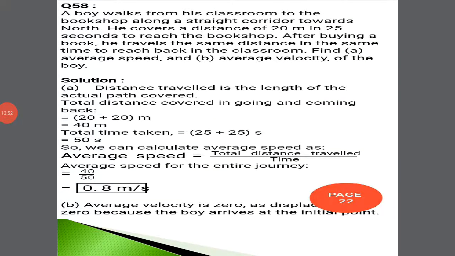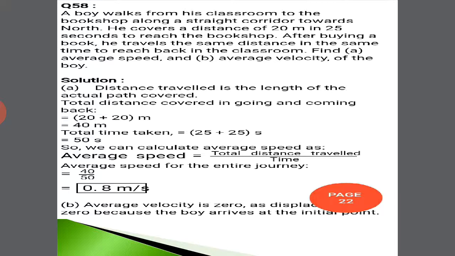Okay, dear students, let's move to the next question. A boy walks from his classroom to the bookshop along a straight corridor towards north. He covers a distance of 20 meter in 25 seconds to reach the bookshop. After buying a book, he travels the same distance in the same time to reach back in the classroom. Find average speed, average velocity of the boy. So let's discuss the solution.